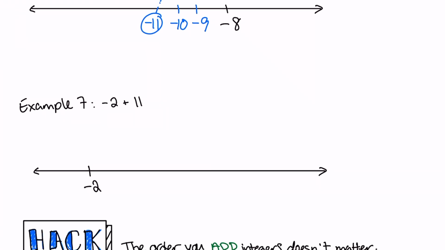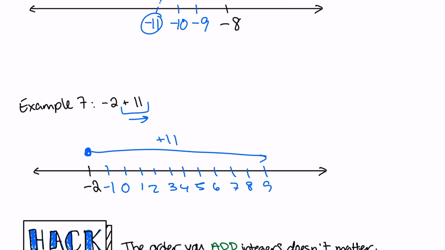And for our final example here, we have -2 plus 11. So we're going to put our dot above -2, and we're going to be adding 11. So moving 11 spaces to the right. So that's going to be 1, 2, 3, 4, 5, 6, 7, 8, 9, 10, 11. That's going to be -2 plus 1 is -1, 0, 1, 2, 3, 4, 5, 6, 7, 8, 9. So -2 plus 11 is going to be 9.